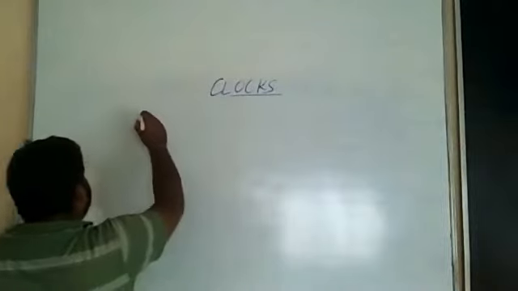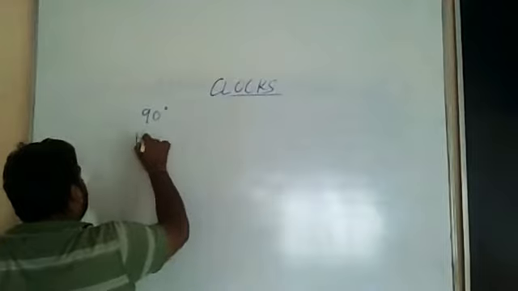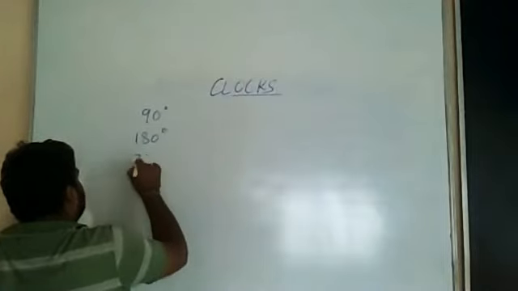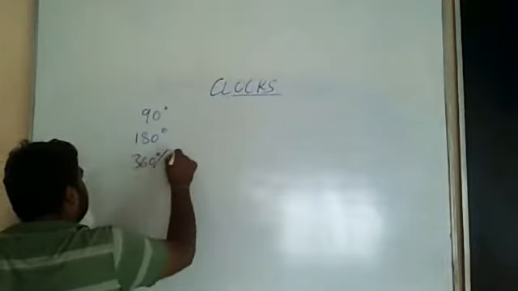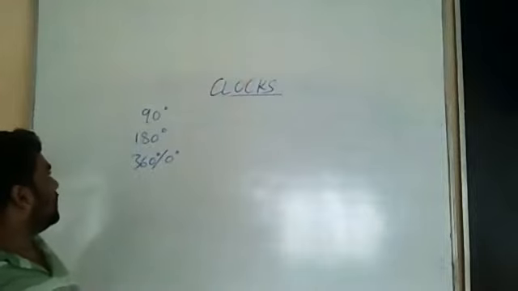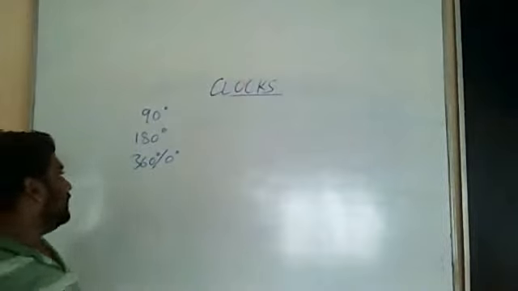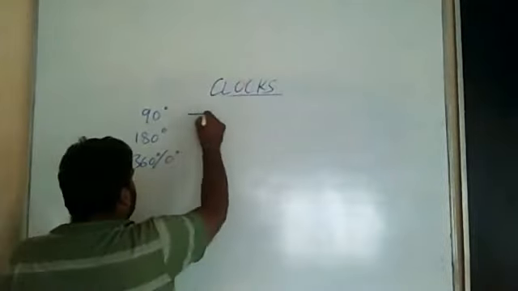We are interested in three kinds. One is 90 degrees, 180 degrees, and one more is 360 degrees or 0 degrees. Both are same, right? 360 degrees or 0 degrees, both are same. So these are the three angles that we are interested in. Okay? Now, you need to remember this.